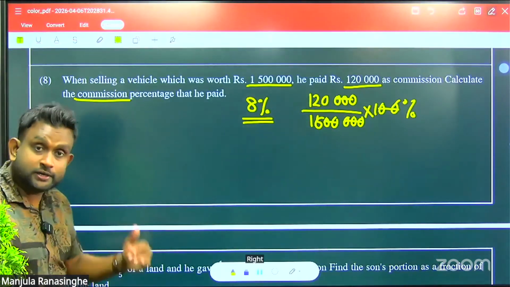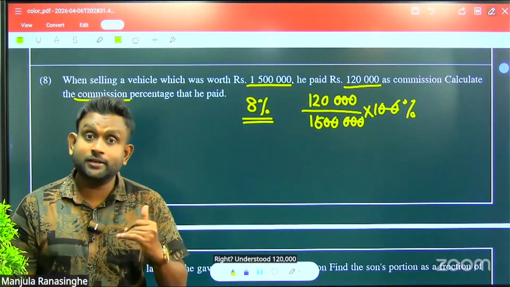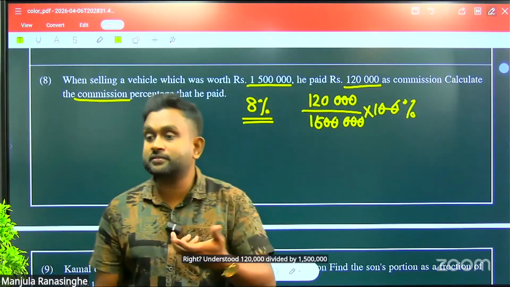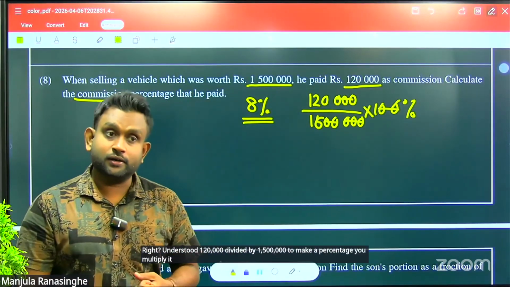Right, understood. 120,000 divided by 1,500,000. To make a percentage, you multiply it by 100%.